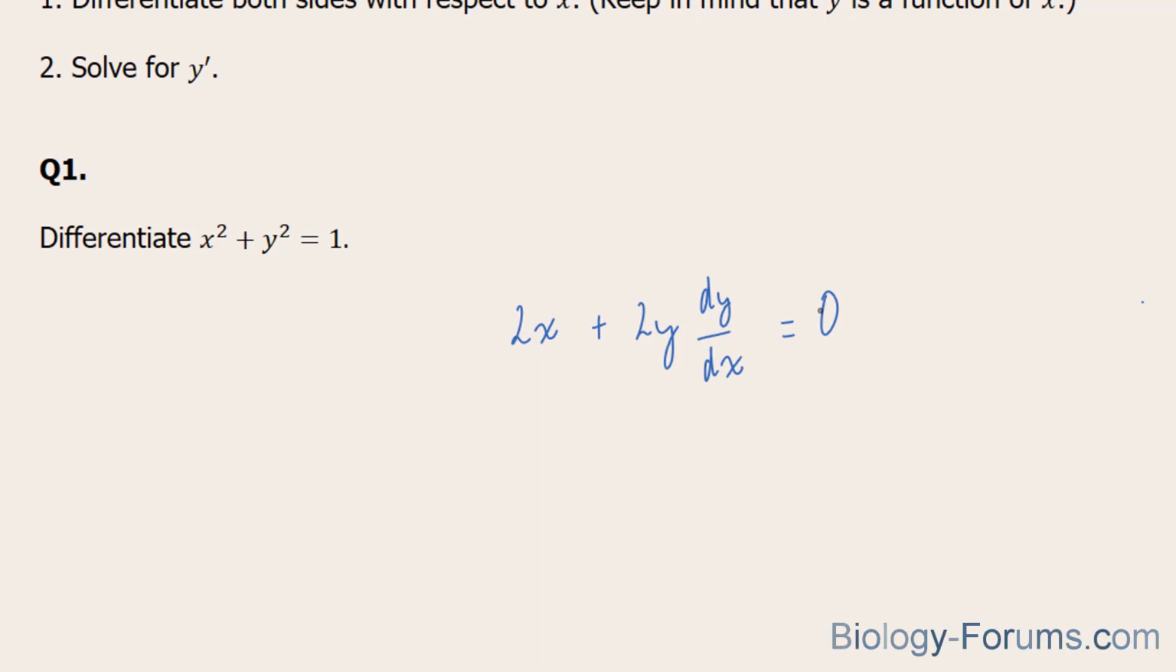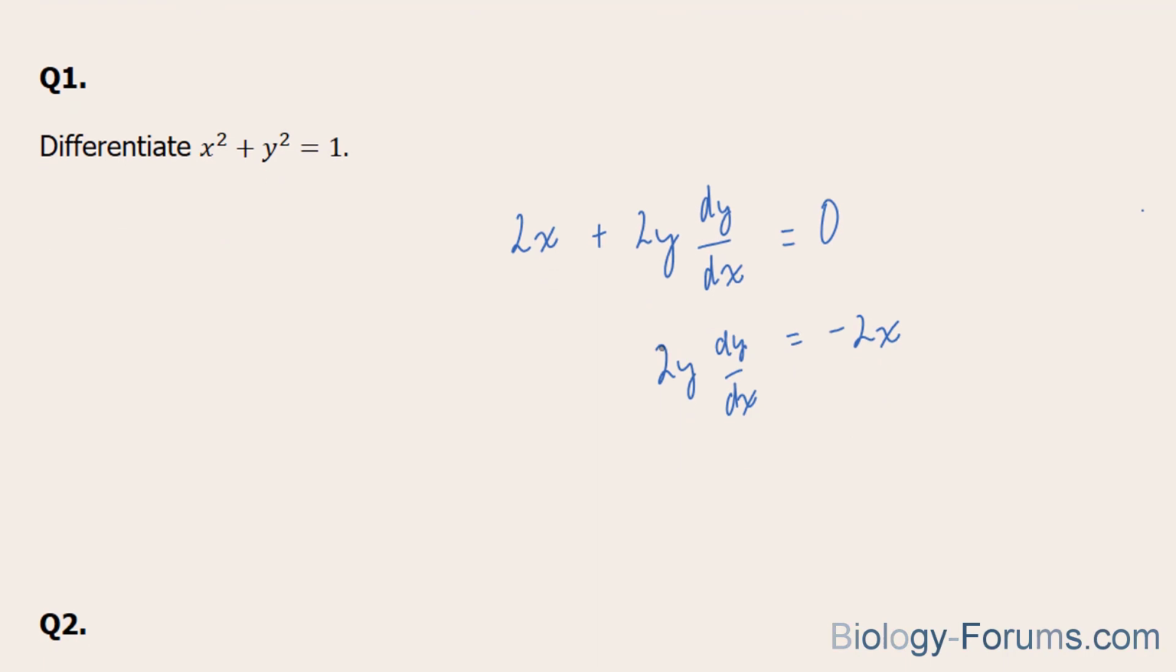The next thing you'll have to do is isolate for dy over dx. So we'll bring this term over, and it becomes negative 2x. And on the left side, we have 2y dy over dx. Now we'll divide both sides by 2y, which will isolate dy over dx. Negative 2x divided by positive 2y gives us negative x over y. And that's the answer. Let's move on to the next question.